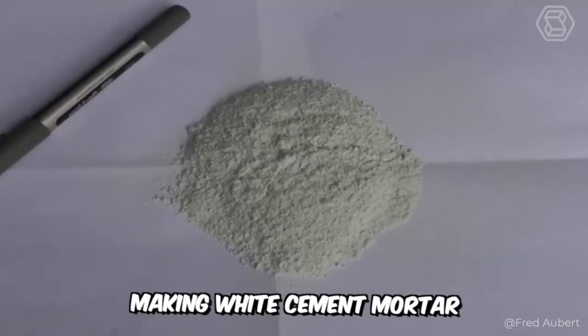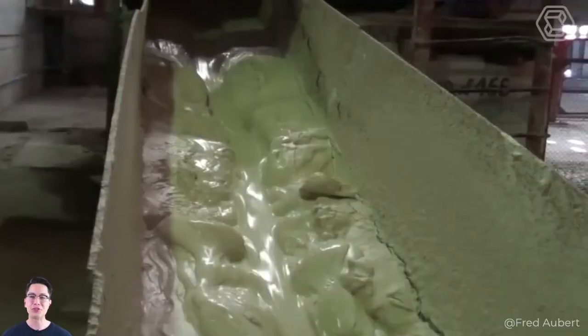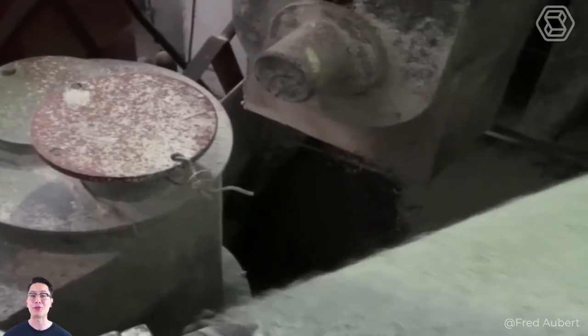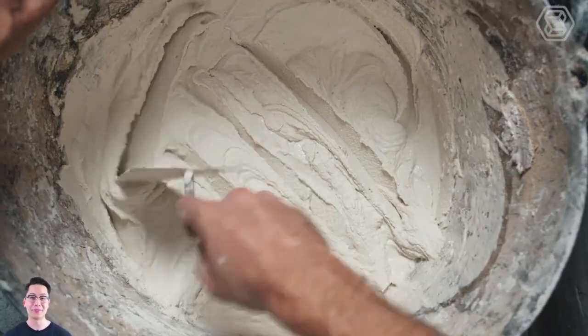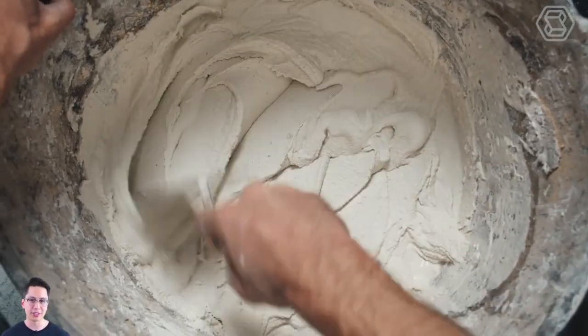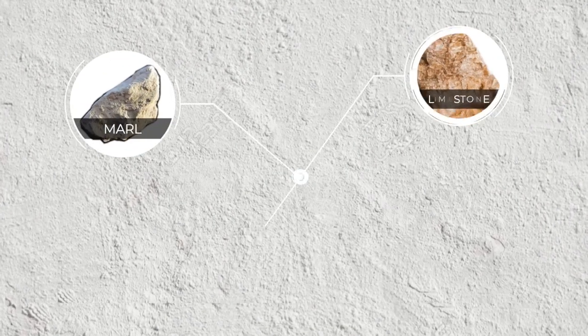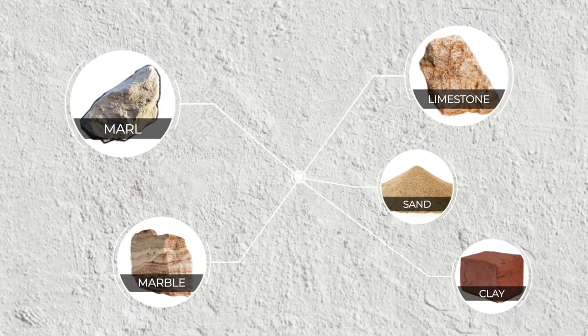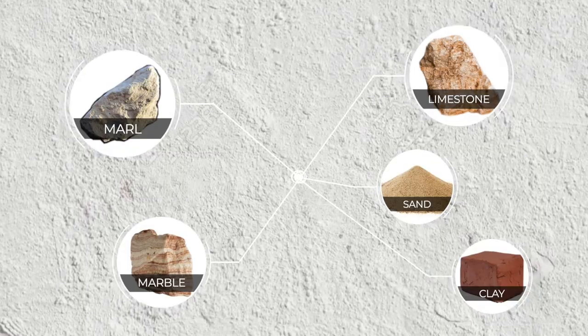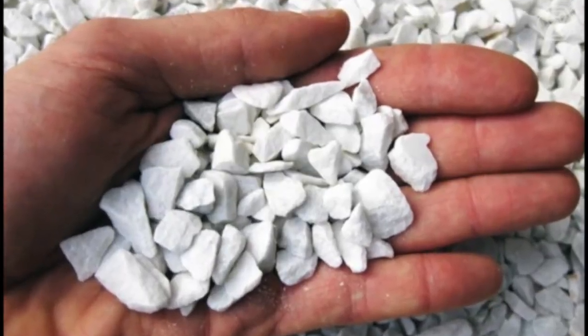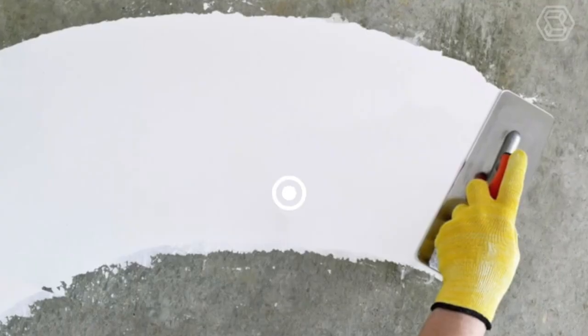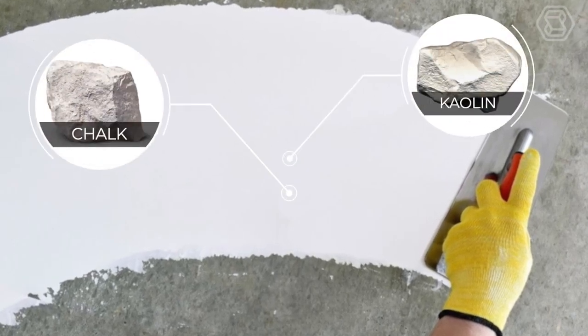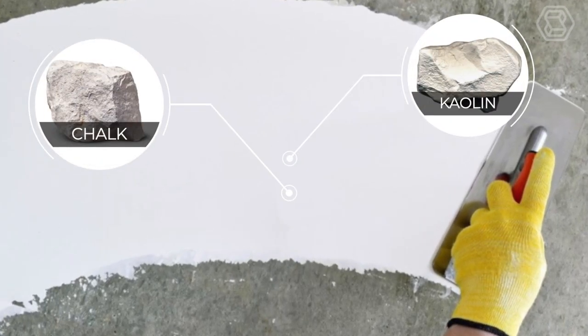Making white cement mortar. Speaking of cement production, it's impossible not to tell separately about the manufacture of white cement. This construction material is often used for surface finishing, and after its complete drying, it becomes pure white. The mix includes marl, limestone, marble, sand and clay, but not as much in quantity as grey cement. Another thing is marble chips, which constitute the greater part of the mixture. The whitish color is the responsibility of the chalk and kaolin in the composition.